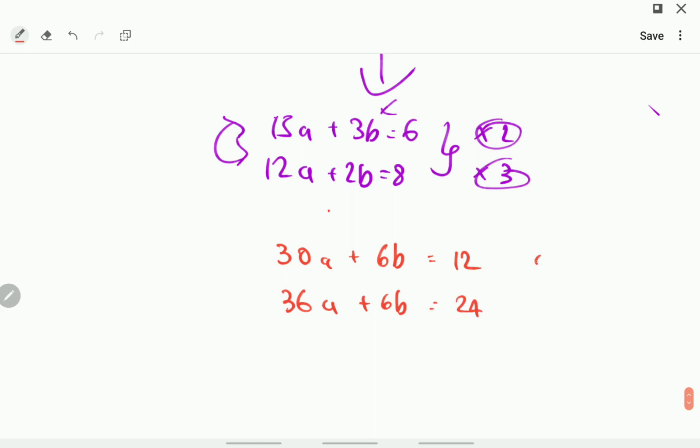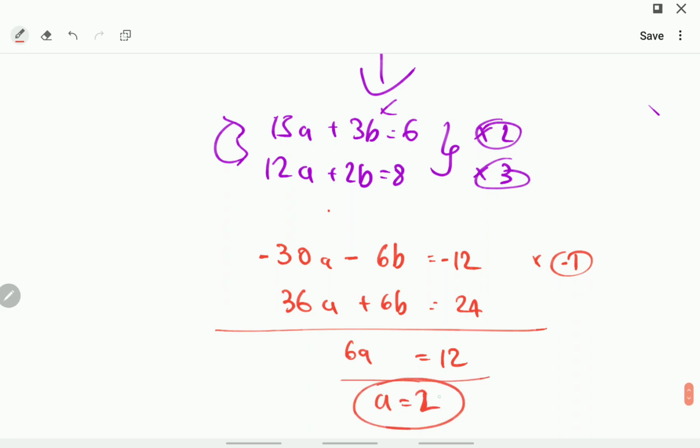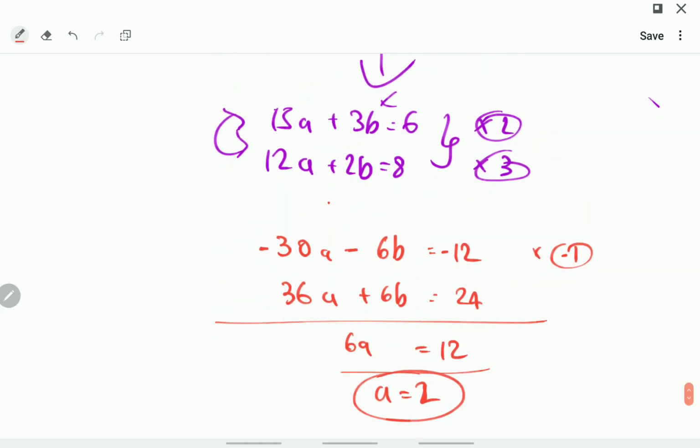If we multiply this entire thing by minus 1 so you can eliminate 6b and 6b, let's use the erase button to swap everything out. So 24 minus 12, that's just 12, the 6b cancels out, and then 36 minus 30, well, that's just 6a is equal to 12. So a is then equal to, of course, 2. Simple.